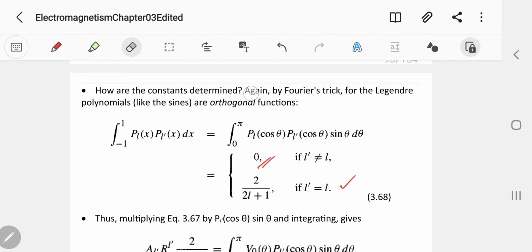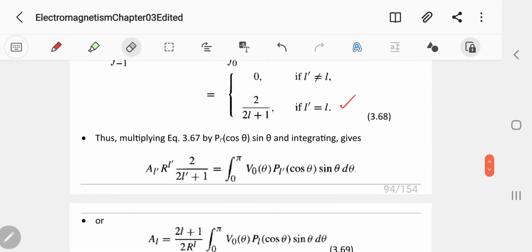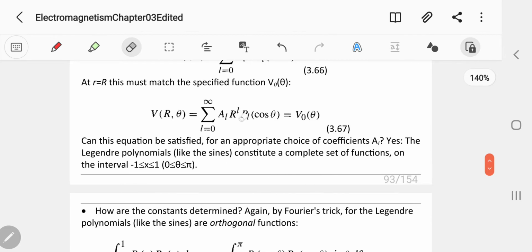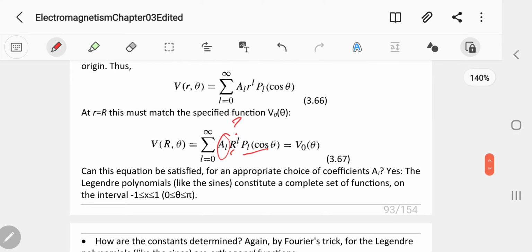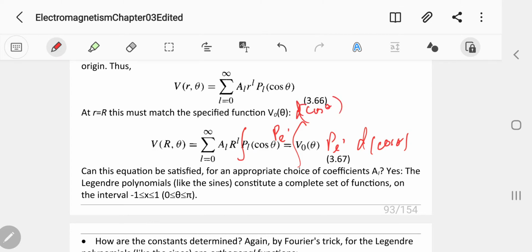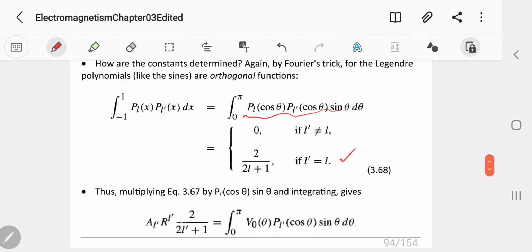Now let's do this. So how do we get A? The question here is what is A? R is just a constant, and of course P_L is the Legendre polynomial. We will now get A. So we will multiply here by P_L prime, and this one also P_L prime, and then integrate with respect to cosine theta, and here also integrate with respect to d cosine theta, because that is the argument of the Legendre polynomial.